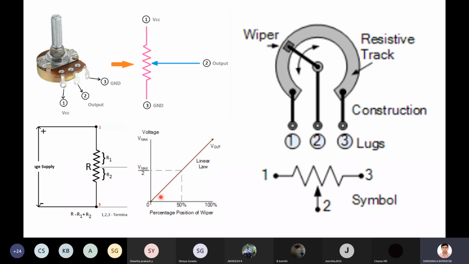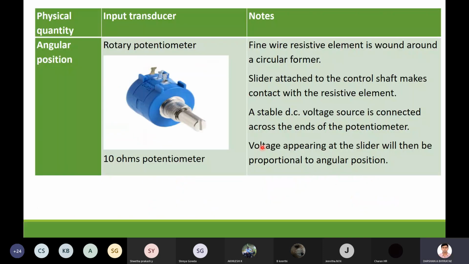That is what we are going to see, the linear relationship between the position of your wiper and the voltage it generates. Voltage is on the y-axis and wiper position on the x-axis. Based on how we vary this wiper, it is going to generate the electrical signal. That is what we call a potentiometer, or an angular position. This is an input transducer.